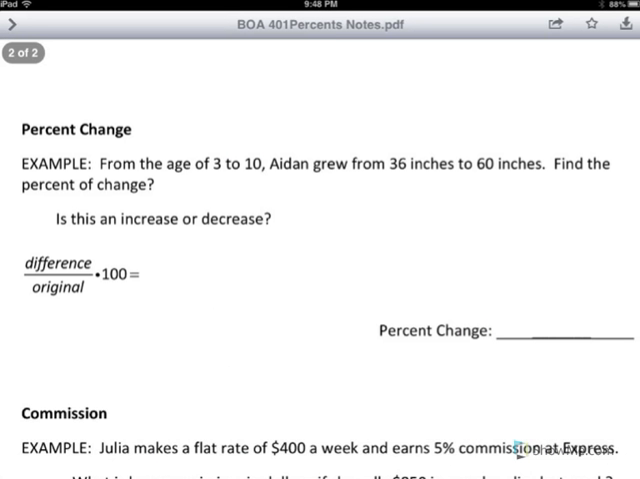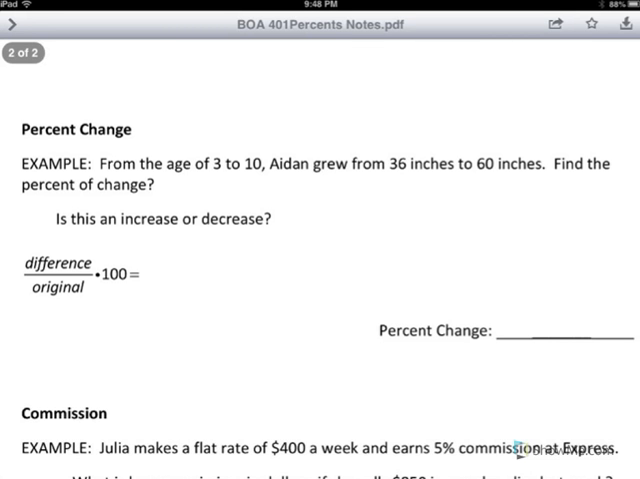Now if you flip over onto the back side of your note sheet, we're going to see a new concept that we've never learned before. This is called percent change. This is when we're trying to find what percent something increases by or decreases by. So here let's take a look at this example.